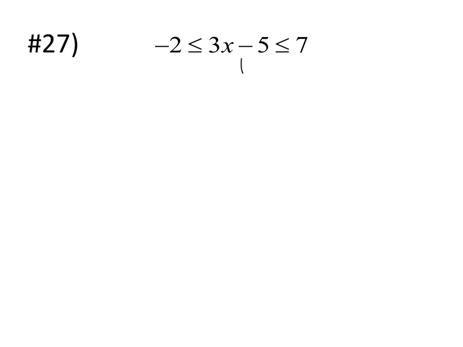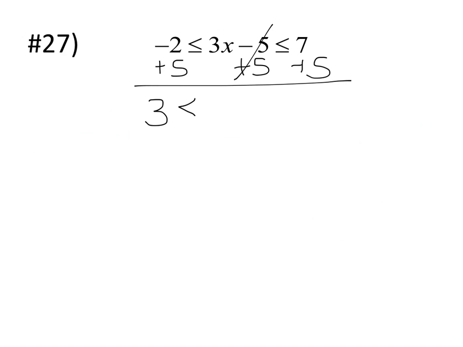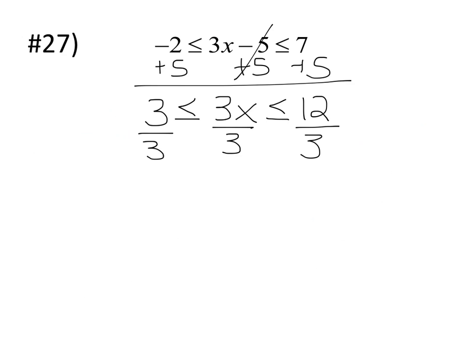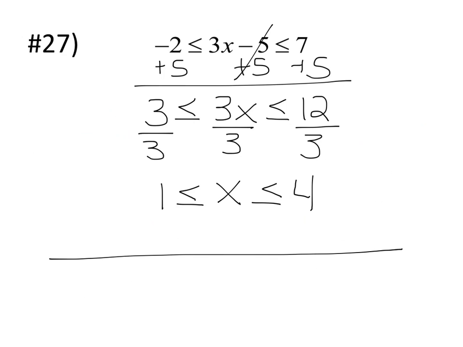Same thing here. We're going to add 5 to all three pieces, giving me 3 is less than or equal to 3x, which is less than or equal to 12. Then you're going to divide all three pieces by 3. This is 1 is less than or equal to x, which is less than or equal to 4. Notice x is between these two numbers. So guess what? We're going to shade between those numbers.